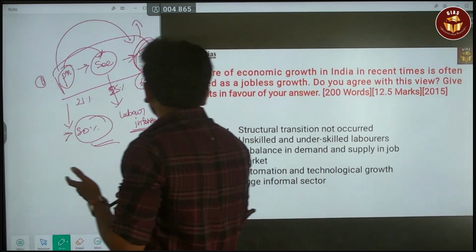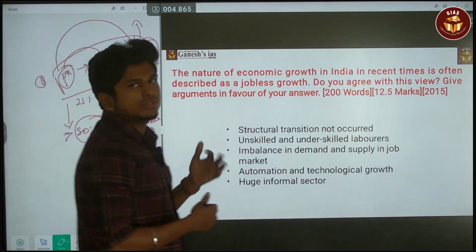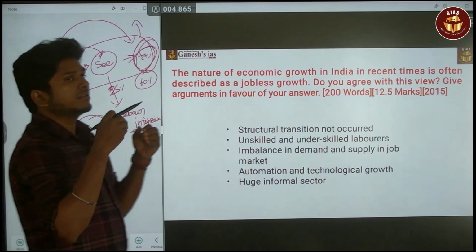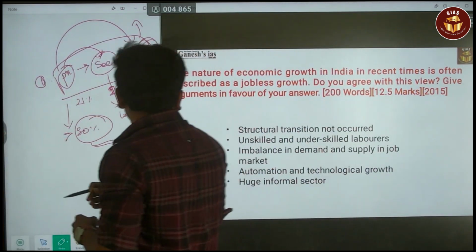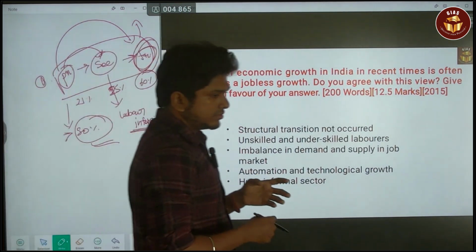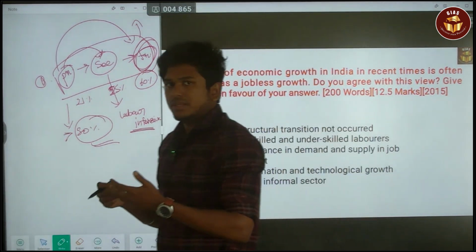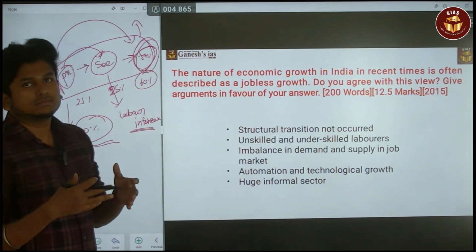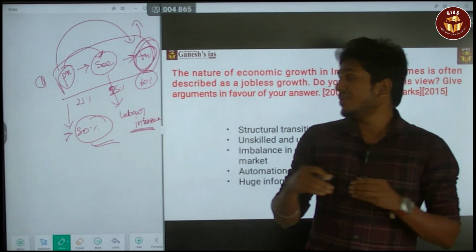Next, unskilled and underskilled labor. Obviously, when it comes to India, that is the major issue. Only because of that there is a lack of employment opportunity for the youth. Next point is the imbalance in demand and supply in the job market. Absolutely. When the demand is only 1,000, the supply is around 1 lakh, because India has a huge population and also India is in the demographic dividend.